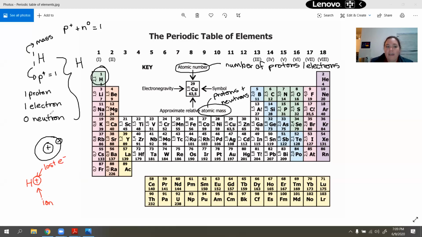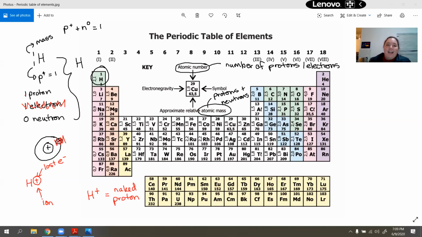Okay, so if we have a proton and an electron, and we remove the electron, we can see that H plus is literally what we call a naked proton. It's a proton with no electron, no neutron, therefore it is just a proton.